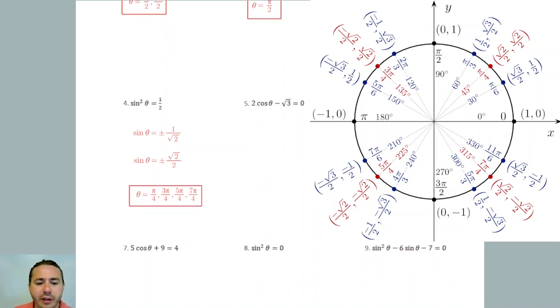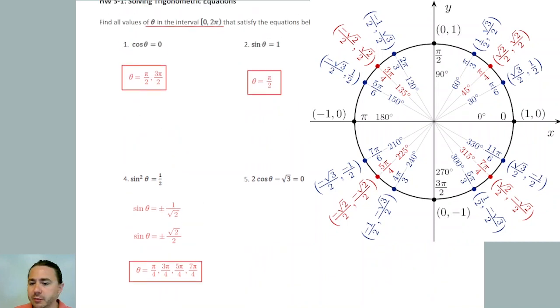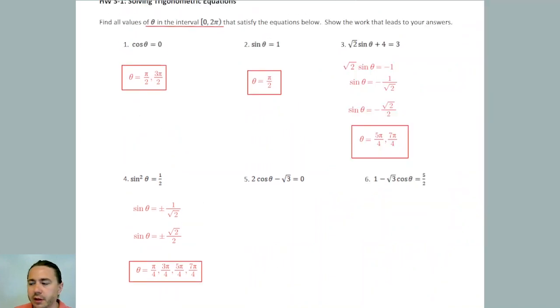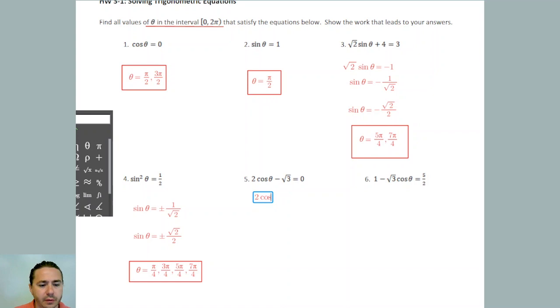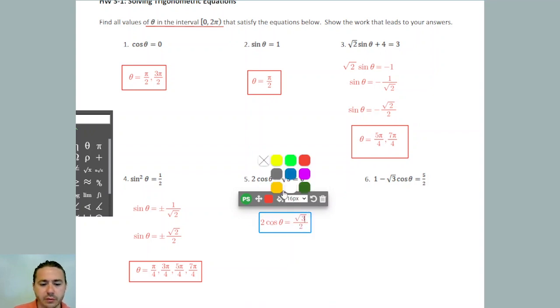For number 5, we're going to solve it kind of similar to how we did number 3. Over here we subtracted 4, we divided by root 2. Same kind of deal here. We are going to add root 3 to both sides. And that'll give me 2 cosine theta equals root 3. And then we can divide both sides by 2 to get cosine of theta equals root 3 over 2.